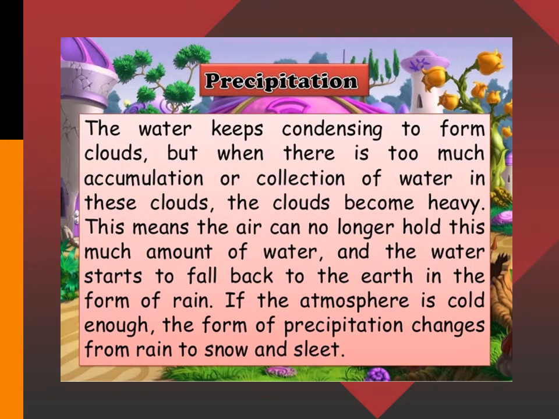And the third step is precipitation. The water keeps condensing to form clouds. But when there is too much accumulation or collection of water in these clouds, the clouds become heavy. This means the air can no longer hold this much amount of water and the water starts to fall back to the earth in the form of rain. If the atmosphere is cold enough, the form of precipitation changes from rain to snow or sleet. So this is precipitation.